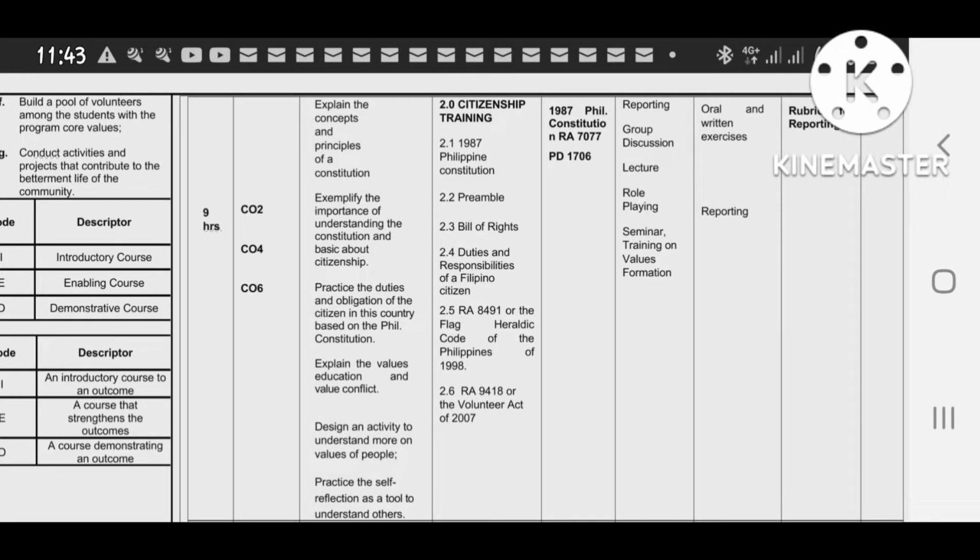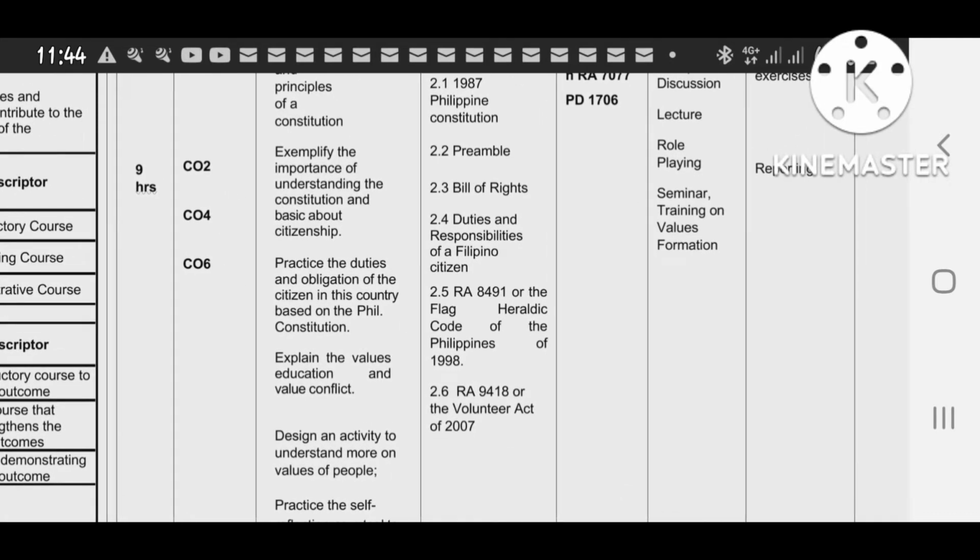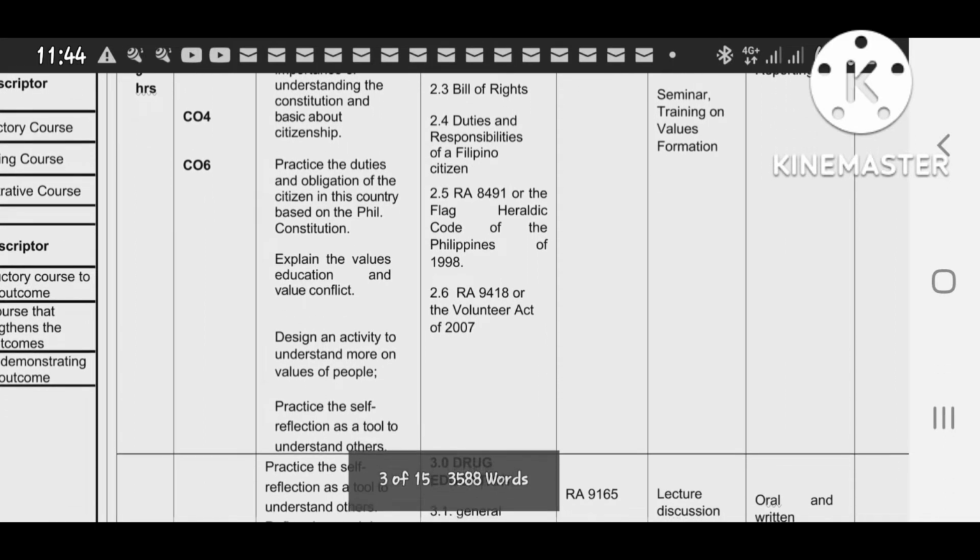Now under this topic, we have the following intended learning outcomes: explain the concepts and principles of a constitution, exemplify the importance of understanding the Constitution and basic about citizenship, practice the duties and obligations of the citizen in this country based on the Philippine Constitution, explain the values of education and value conflict, design an activity to understand more about the values of people, and practice self-reflection as a tool to understand others.